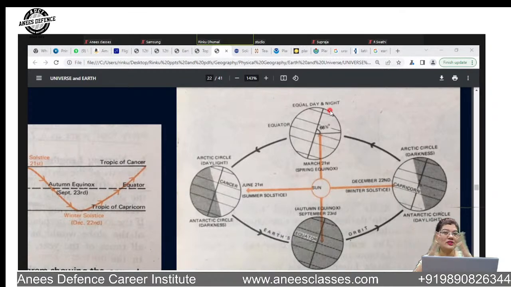This is the equinox. That is why it is called equinox, equal nights. That is the idea here. So we say exactly half the earth will have 12 hours of daylight, and exactly the other half will have 12 hours of night time, everywhere on the earth.